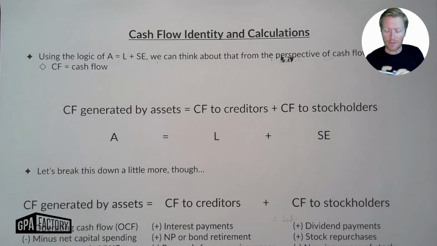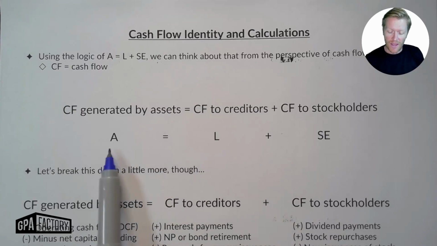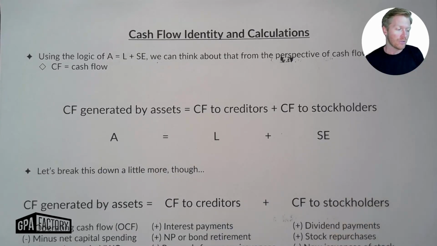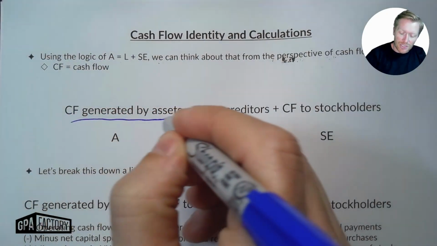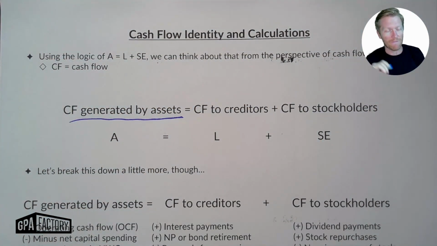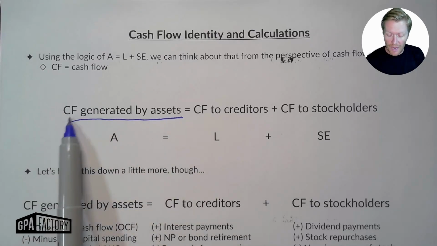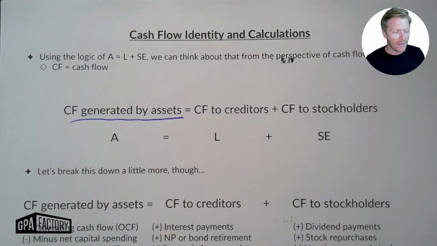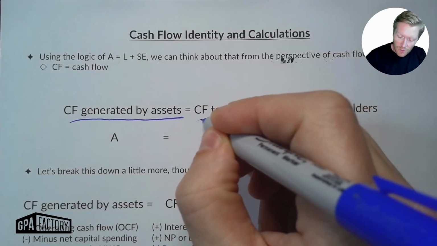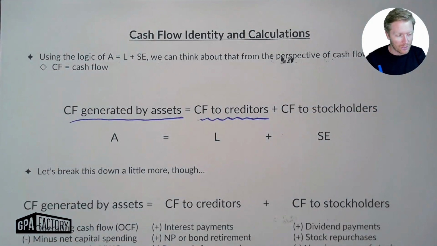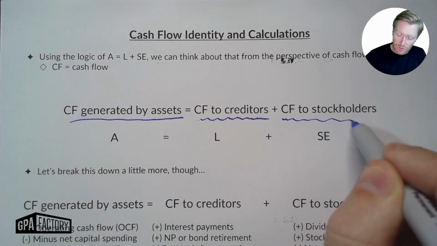So using the logic of A equals L plus SE, we can think about that from the perspective of cash as well. So we have A equals L plus stockholders' equity or owner's equity. We can think about it as cash flow that is generated by assets for the company. So cash flow that goes to the government would not go into this. So we're still subtracting off taxes. We'll get to the nitty gritty details of the equation in a second. But cash flow that can be generated by assets is equal to cash flow that is going to go to creditors plus cash flow that is going to go to stockholders.